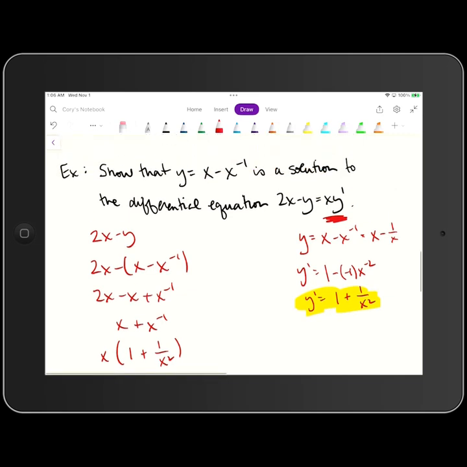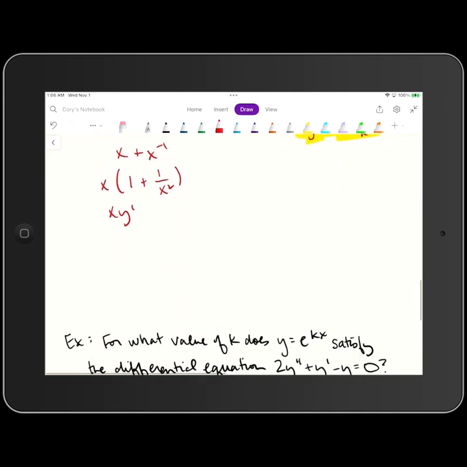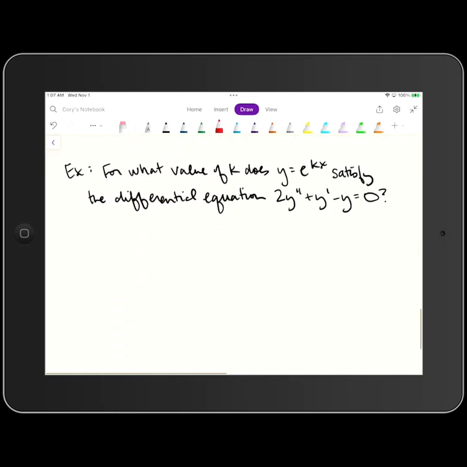So that function y is a solution to the given differential equation. All right, on to the last example. The last example states: for what value of k does the function y equal e raised to the kx power satisfy the differential equation 2y double prime plus y prime minus y equals 0?